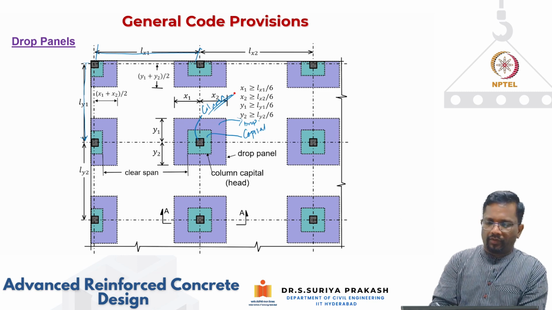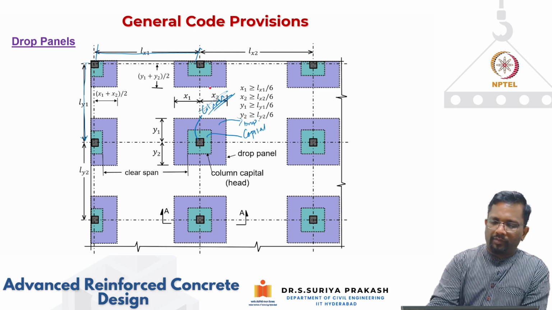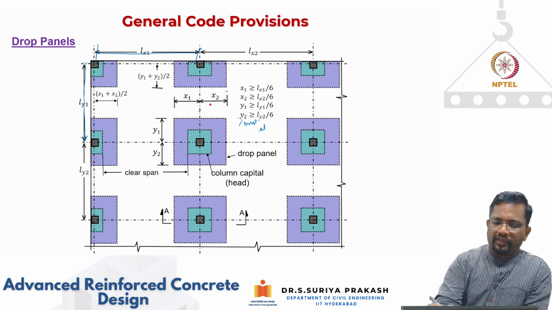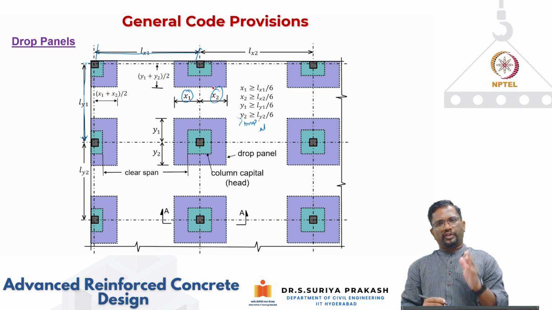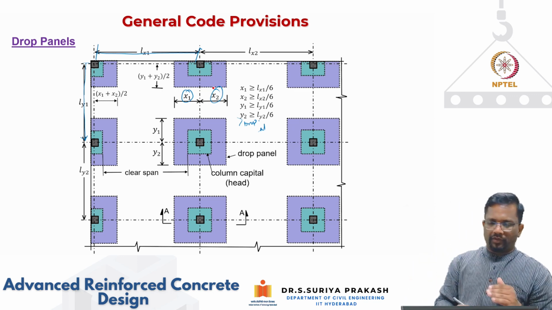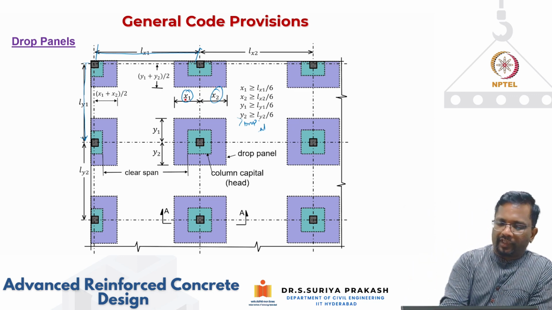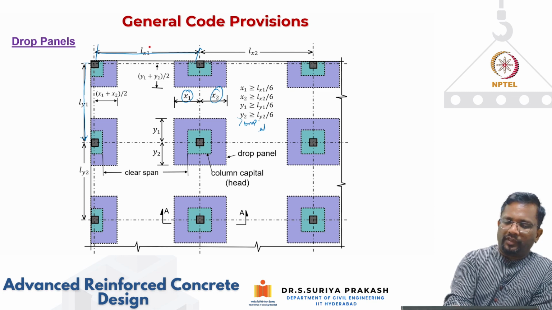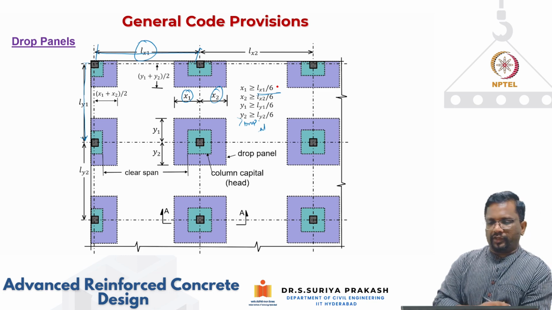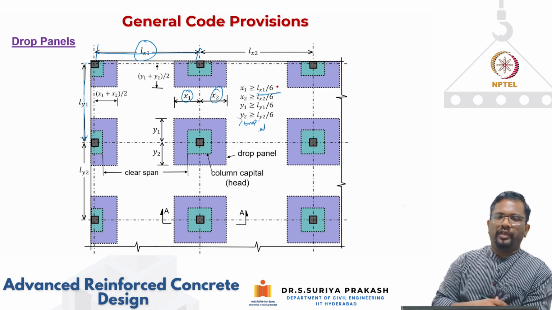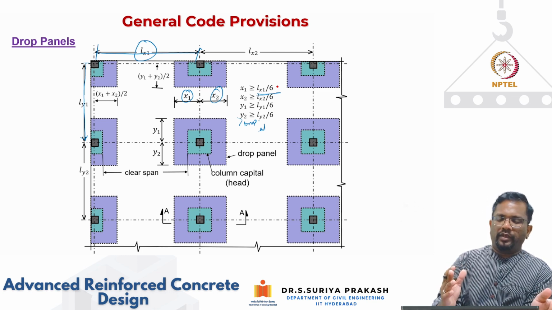What the code is saying is, whatever the dimensions of the slab drop panel that we provide, from the center line, if I take this as x1 and x2, these should satisfy some minimum dimensions. And what are those minimum dimensions? This x1, if I take the span as Lx1, should be greater than or equal to Lx1 by 6. That means the center line span divided by 6.